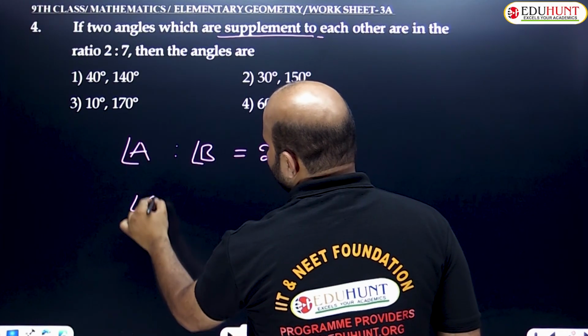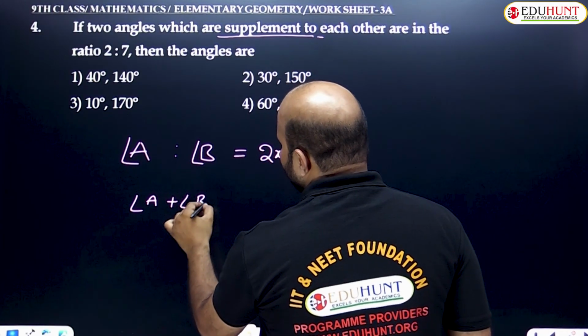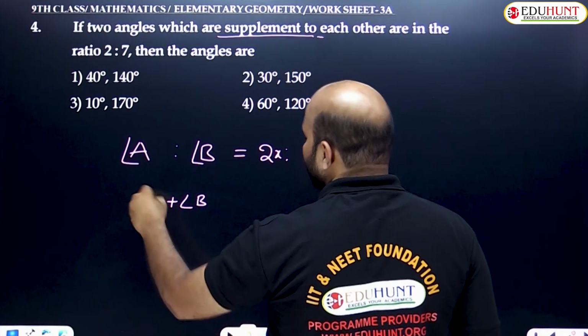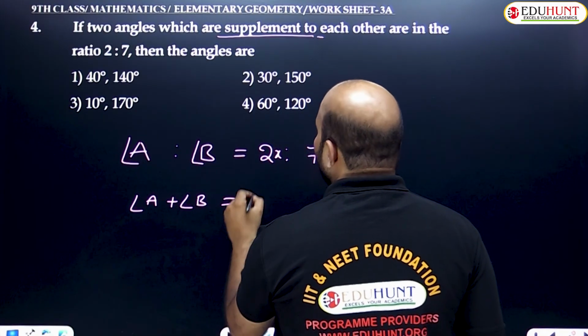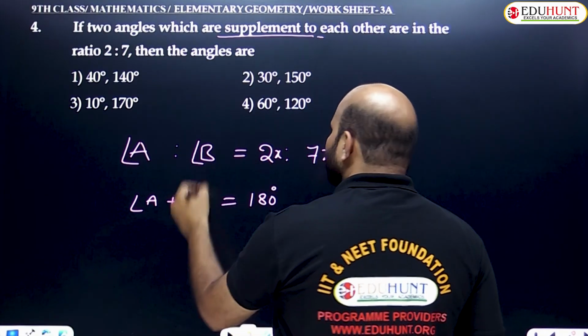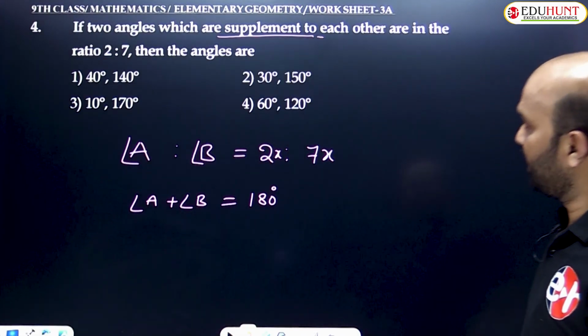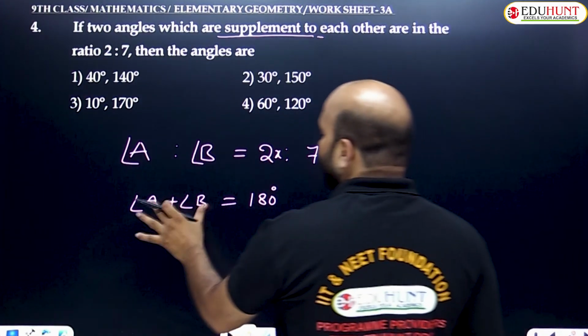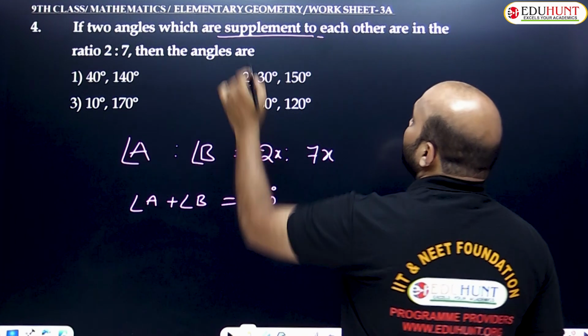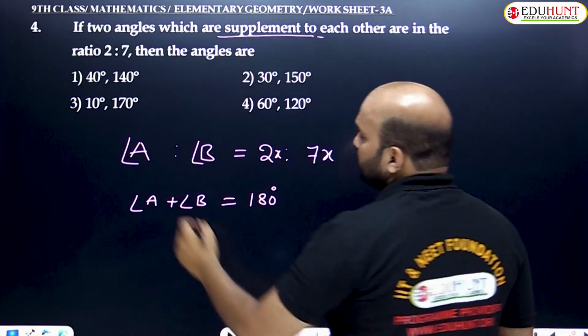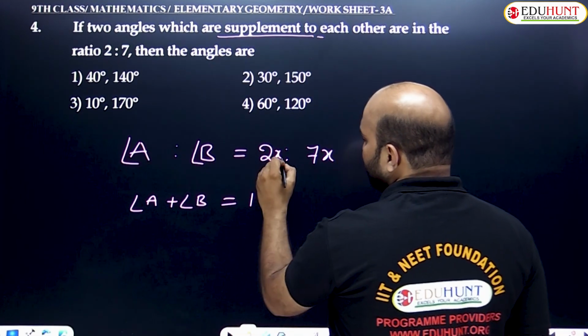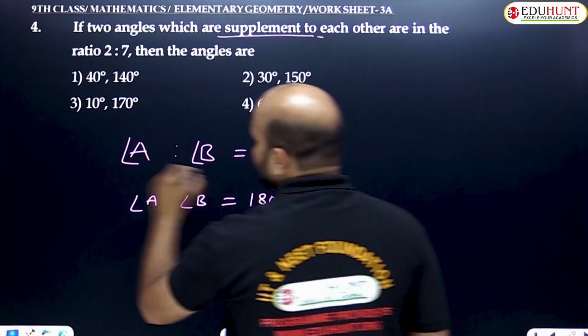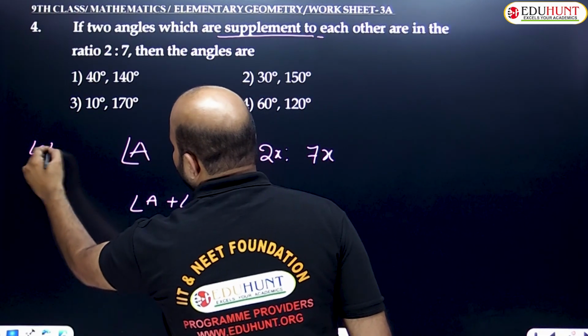What is the definition of supplementary? The sum of the two angles, nothing but angle A plus angle B, equals 180 degrees. Those angles are called supplementary angles. Am I clear? The sum of the two angles equals 180 degrees is called supplementary angles. So angle A, angle B, what have I taken? 2x and 7x. Am I clear? So clearly we need to understand.